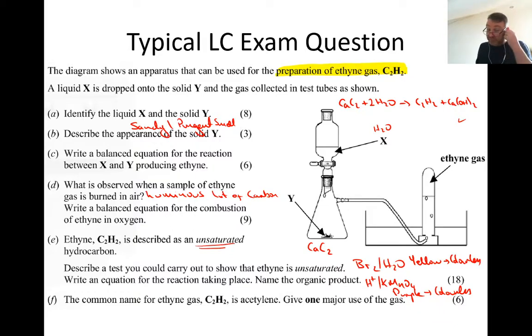And you do know what the definition for unsaturation is? Unsaturation, it is the presence of a multiple bond, i.e. double or triple. If there's a double bond or a triple bond anywhere, it's unsaturated.